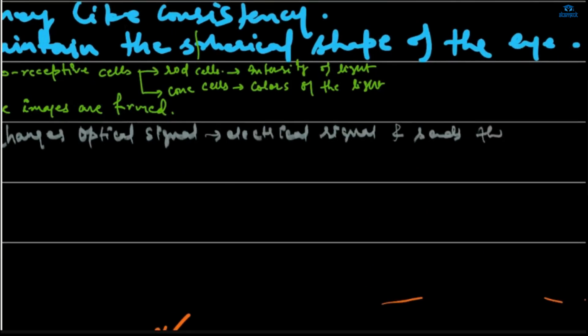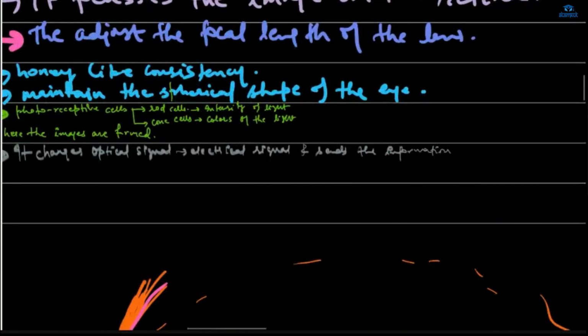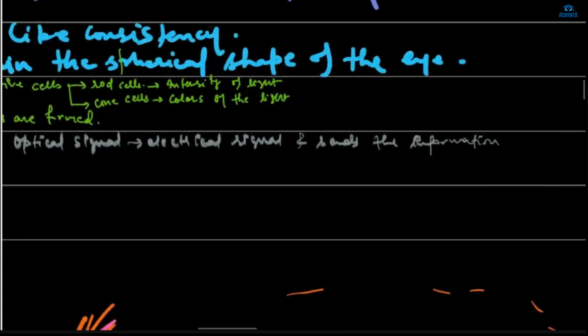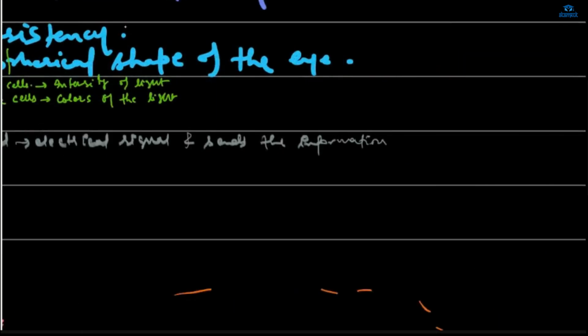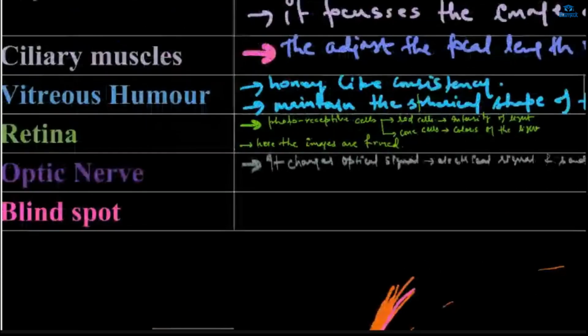sends the information to what? Tell me. Sends the information to the brain, so that the brain can interpret it and tells us what actually it is that we are seeing.